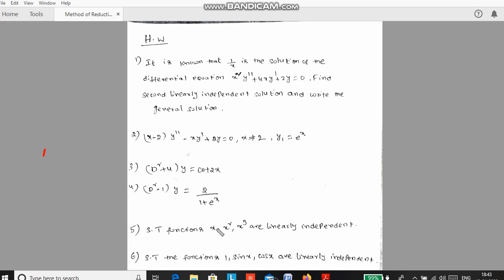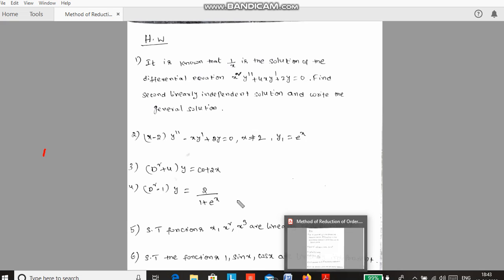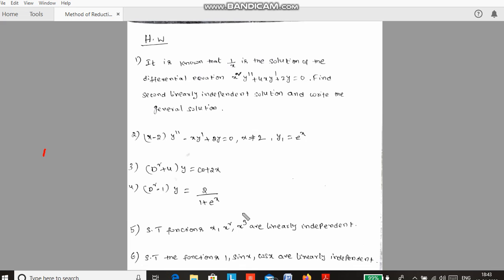Show that the functions x comma x square comma x cube are linearly independent. So do you remember what is a Wronskian? Wronskian means for given functions we have to prove that the functions are linearly independent. Linearly independent means the determinant is not equal to 0. Now we have to find the determinant of these three functions x comma x square comma x cube.